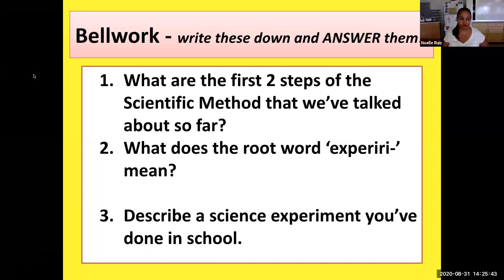Off if they're not there. So in the chat box, what are the first 2 steps of the scientific method that we've talked about so far?